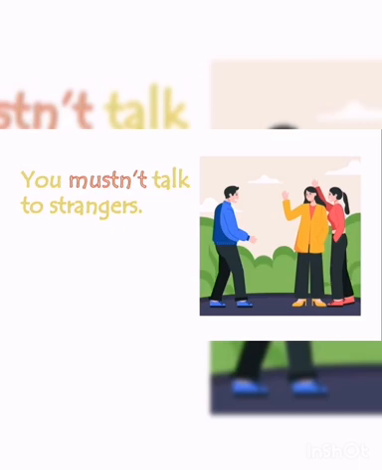Let's check the next sample. You mustn't talk to strangers. Do you see something strange? What is it? So must has changed to mustn't. Mustn't is the negative form of must and expresses prohibition or a rule.